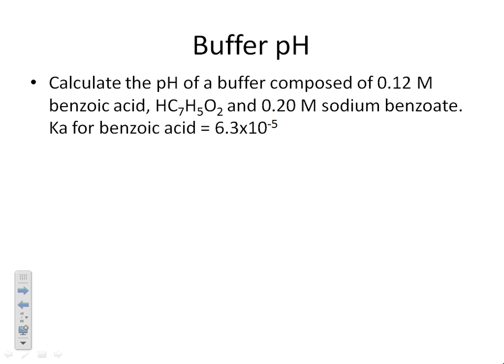You can fill in an ice chart. We have the initial concentration of the benzoic acid, that's 0.12 molar, and we have the initial concentration of the benzoate. Right here's where you see sodium benzoate, and I don't really want you to see the sodium bit. I want you to focus on the benzoate bit and recognize that that's the conjugate of benzoic acid. It's a common ion. You're not starting with 0 for that. You're starting with 0.2 molar for that.